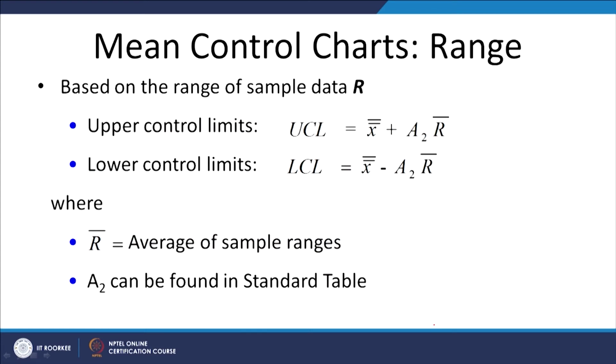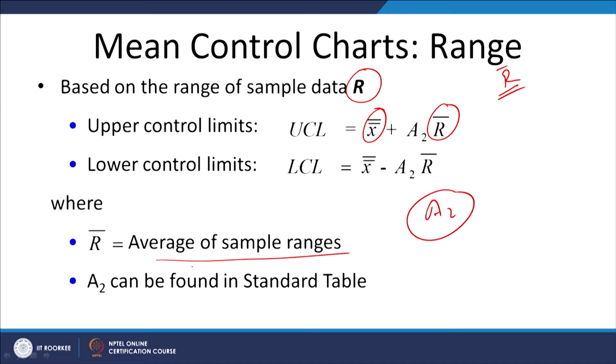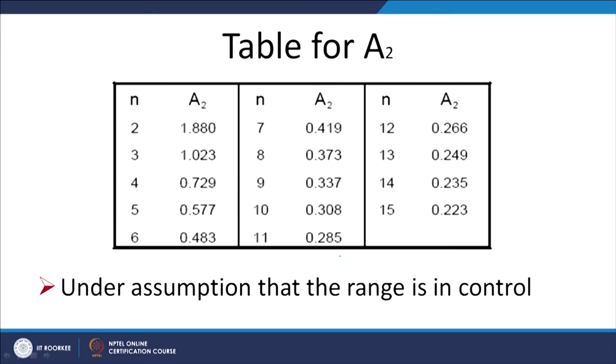Then we have also seen how to develop the mean control charts using the range. So, the range for each sample is calculated and then the average range, R bar, is identified. Then using the value of x double bar and the R bar, the upper and lower control limits are identified. The A2 is the coefficient which is identified based on the number of units in a sample, or the sample size, using the standard table.